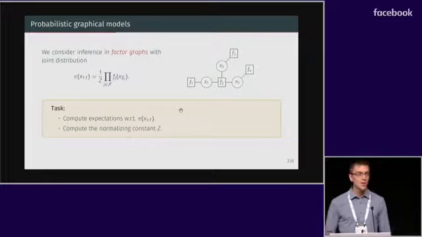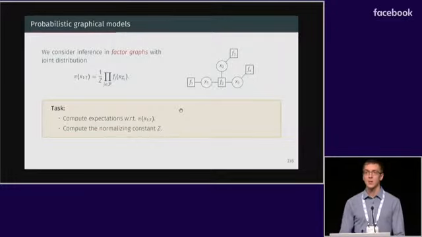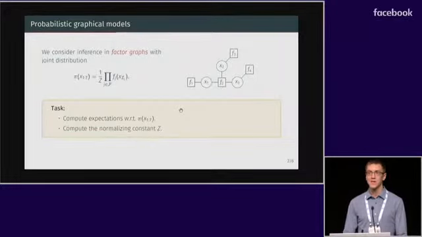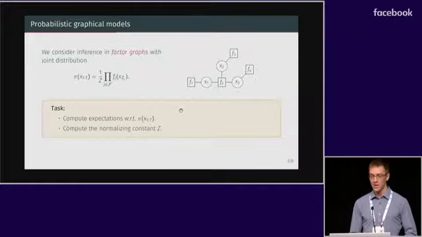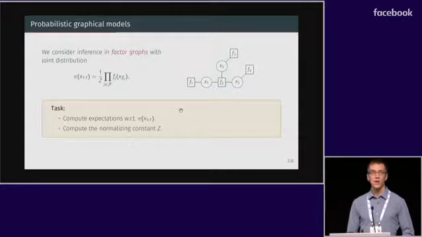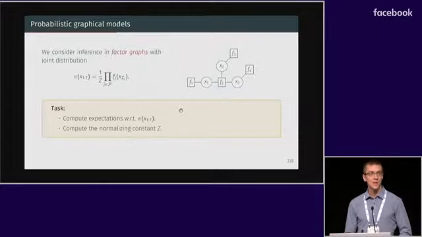To be a bit more precise, we consider inference in probabilistic graphical models expressed as factor graphs. And this is a general way of encoding or describing dependencies and structure in probabilistic models. So given such a graphical model, the task at hand is to compute the joint distribution pi, which can be written as a product over the factors of the model, fj. And furthermore, it's often of interest to estimate the unknown normalizing constant of this model, Z.